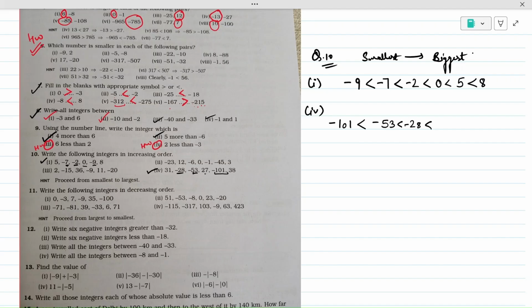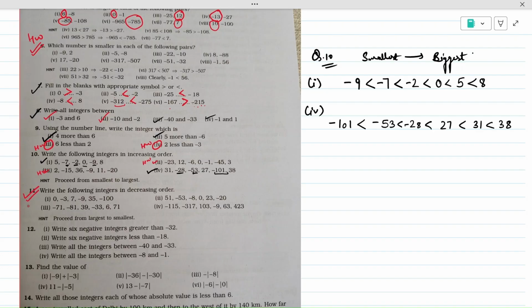Then after -28 we have positive numbers. So the first positive number, the smallest one, we have 27, then 31, and then 38. So this is the increasing order, smallest to biggest number, that we have done here. In the rest two parts, this one and this one are homework.